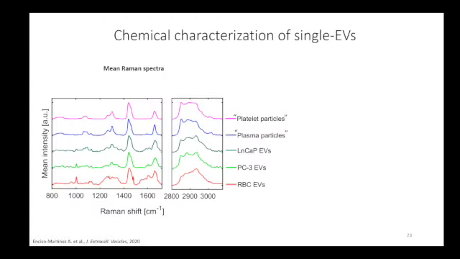So we then wanted to do this for different types of extracellular vesicles and also other particles in plasma. Here we see the mean Raman profile of different types of vesicles, in this case red blood cell derived vesicles, two types of prostate cancer derived vesicles, which are PC3 and LNCaP, and also particles that are present in plasma, and particles present in platelet concentrates. And this is just the average of the Raman spectrum of all the particles that we trap during one of these experiments.